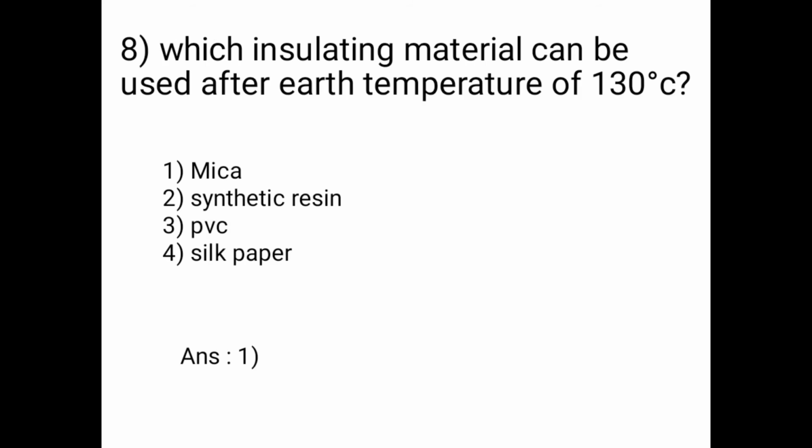Question number 8: which insulating material can be used up to a temperature of 130 degrees Celsius? वेगवेगळ्या टेम्परेचरवरती वेगवेगळे इन्सुलेटिंग मटेरियल आहेत. So for a temperature of 130 degrees Celsius, it is mica. Mica insulating material can be used up to a temperature of 130 degrees Celsius.